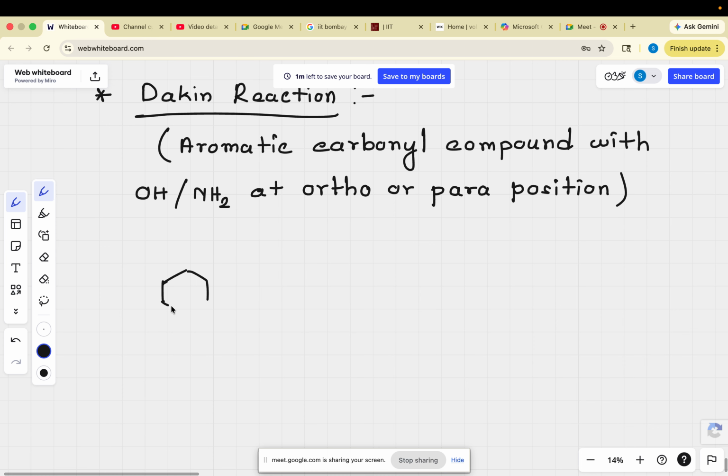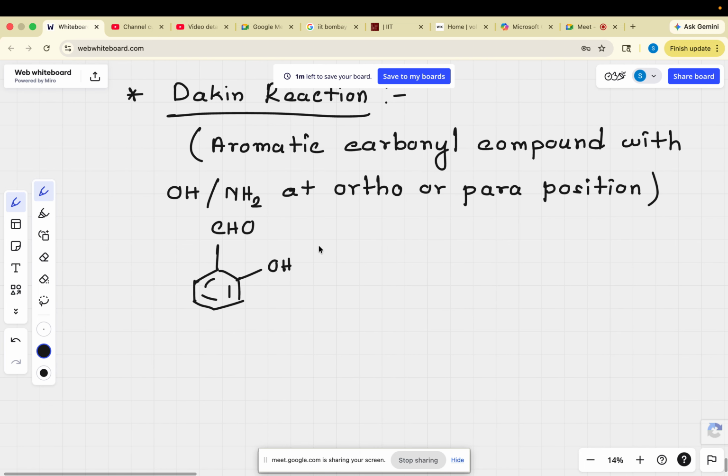So suppose I have this CHO, benzaldehyde, and now if you attach one OH in the para position or ortho position, whatever you can do. So suppose I have in ortho position OH, so this is salicylaldehyde, right? And in Dakin reaction the reagent is your H2O2 NaOH.